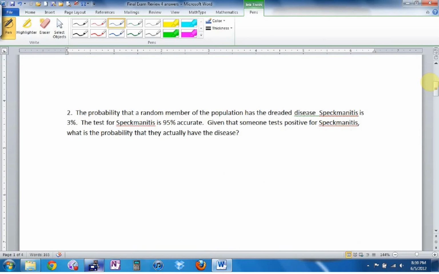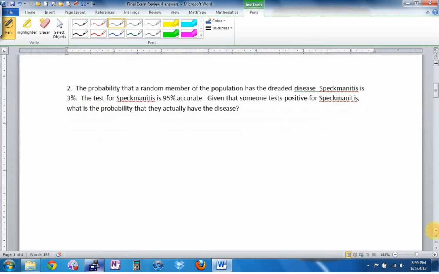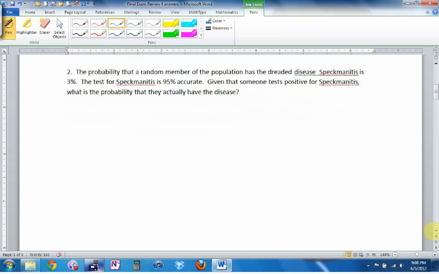Probability question. So here's a conditional probability. I like this one because this is the one that may save your life. Population that a random member of the population has the dreaded disease Speckmanitis is 3%. The test for Speckmanitis is 95% accurate. Given that someone tests positive for Speckmanitis, what's the probability they actually have the disease? So we're going to have a couple of events here. We'll have event D, that you have the disease. And how about event P, that you test positive?